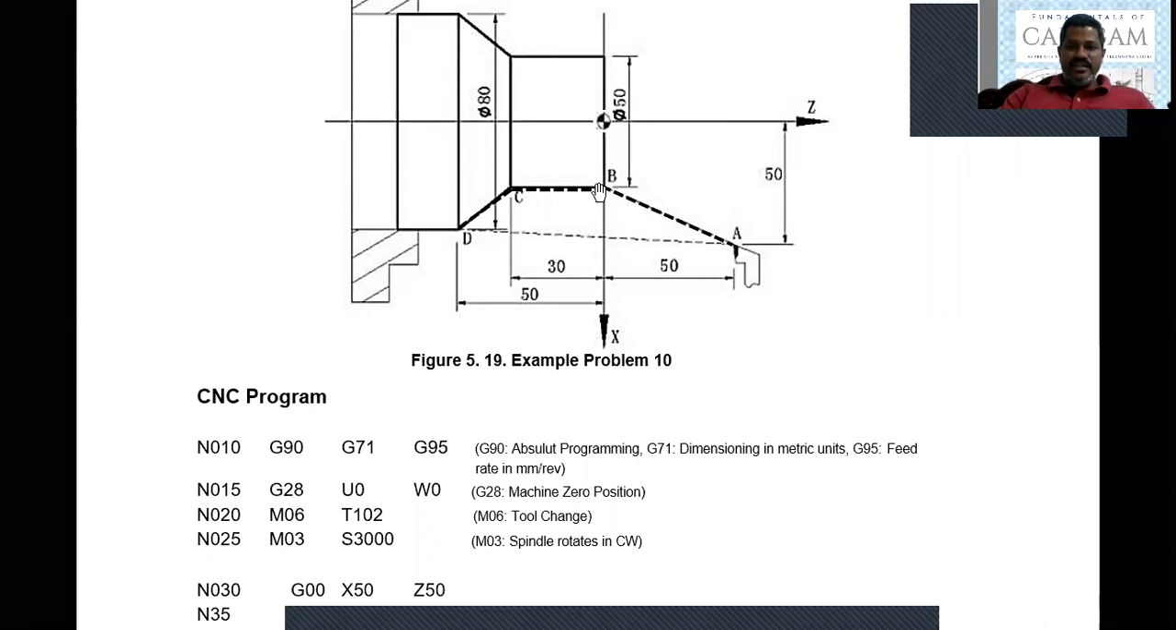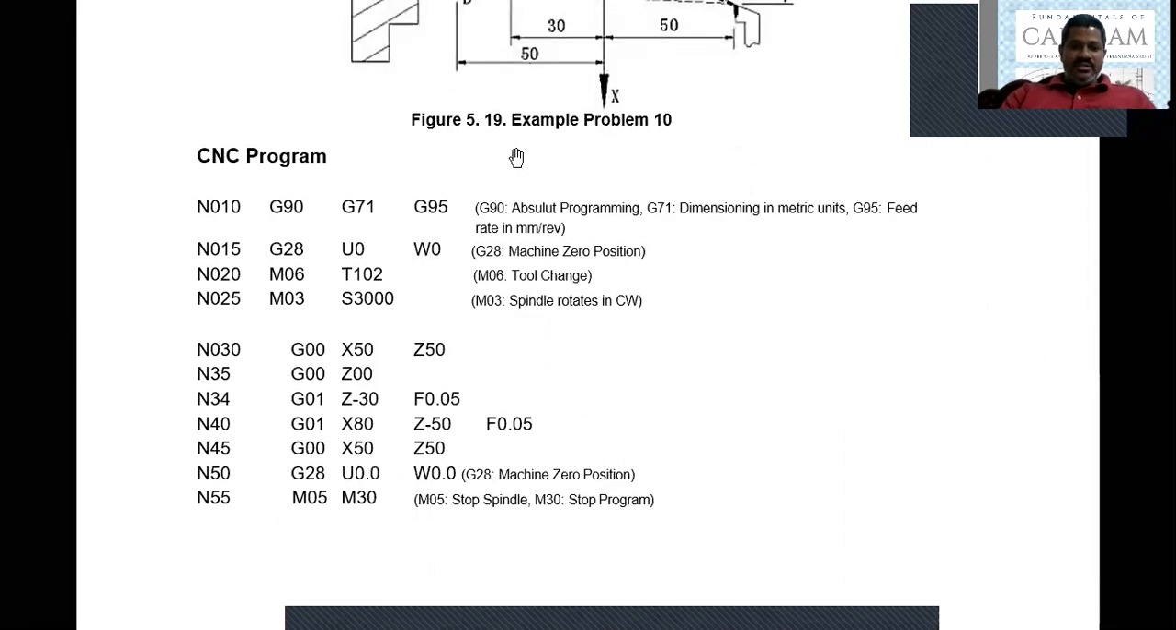From A to B, the coordinate values are X 50 and Z 0, that is 50, 0. And from 50, 0 to here, the X value is 50 and the Z value is 30, that is 50, 30. Then we need to move the tool from 50, 30 up to the D coordinate. The coordinate values of D are, as you can see, X 80 and Z 50. And finally, we need to move the tool from D to A. This is the movement.